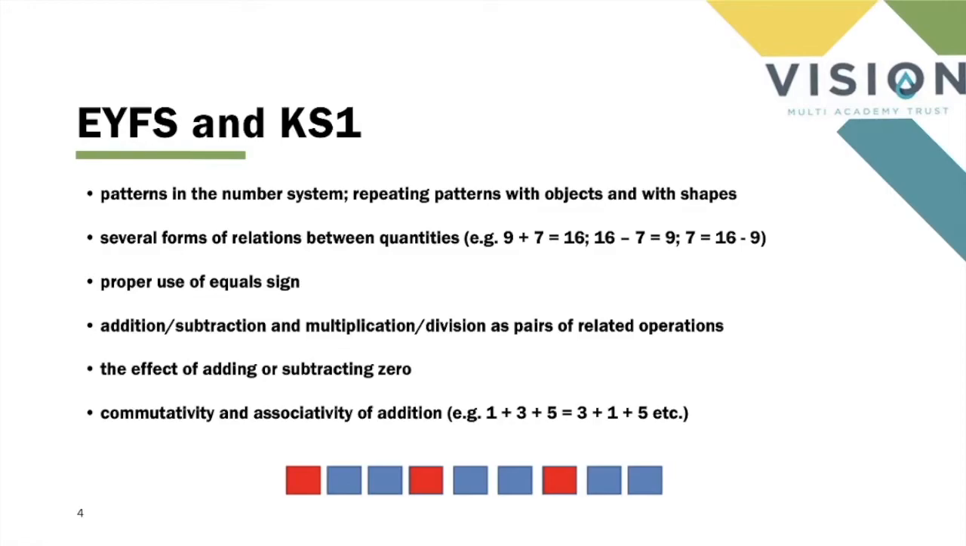Then, of course, you've got the difference between addition and subtraction and multiplication and division, being related operations and understanding that you can manipulate and change those to get the answer that you need. Then you've got the effect of adding or subtracting 0 and how that affects either side of the equal sign. And finally, you've got the commutativity and associativity of addition, understanding that within addition you can move the numbers around and you will still get the same outcome. Looking at the calculation that's there, it looks different on either side, but we understand that it balances.